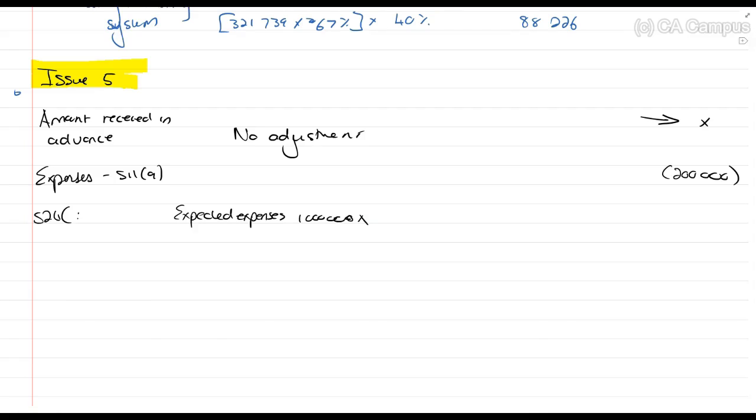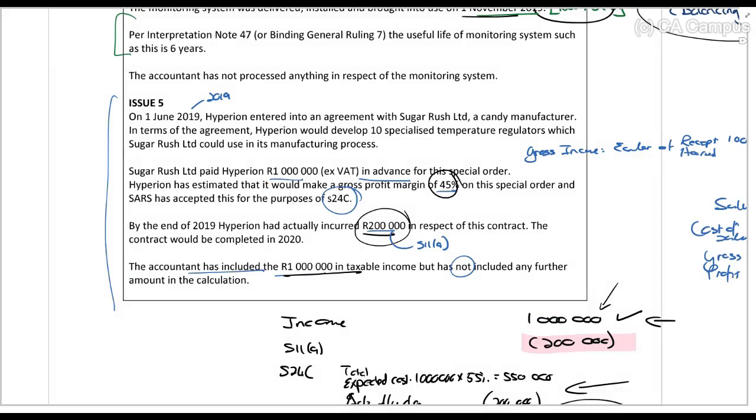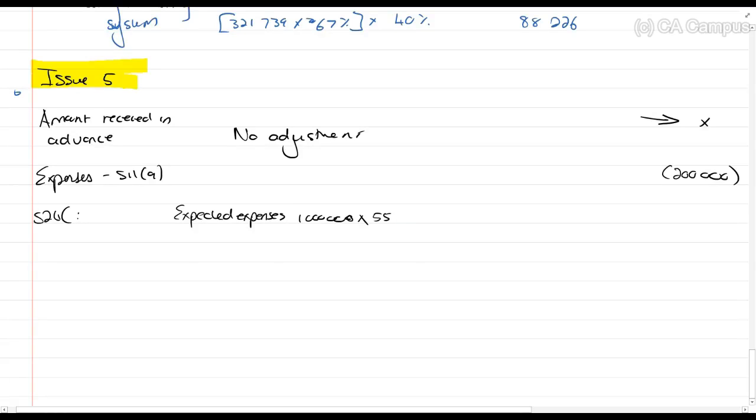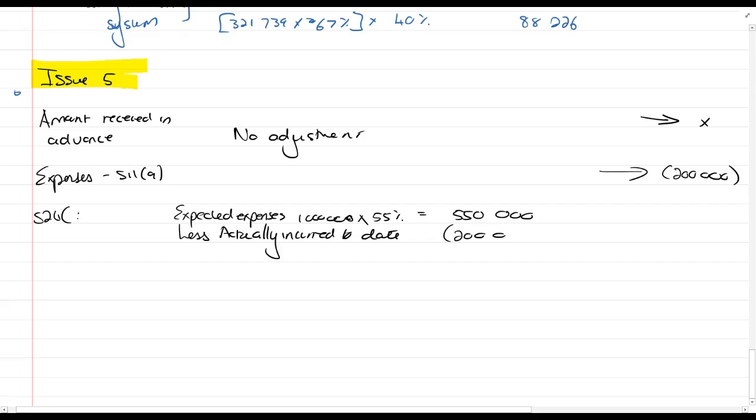And what is the expected expenses? Remember, the gross profit is 45%. So what did we say we expect the expenses to be? 55%. Good old-fashioned MANAC. Right, so 550,000 rands less actually incurred to date. So we have already incurred 200,000 rands, leaving us with 350,000 rands. That 350,000 rands is a deduction under section 24C.